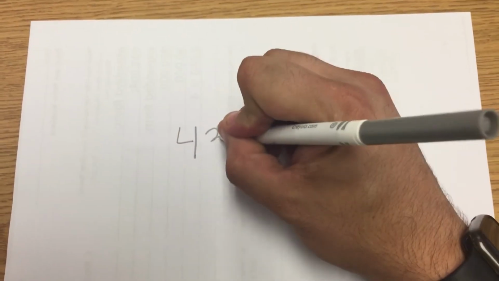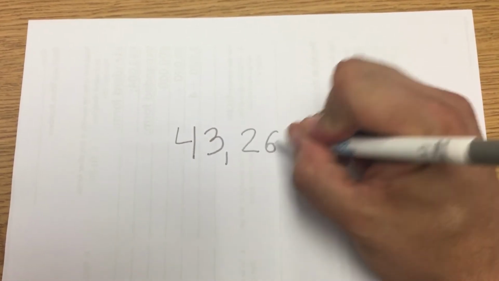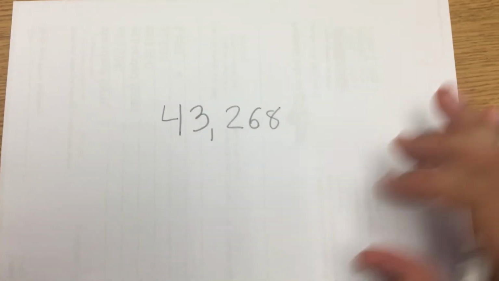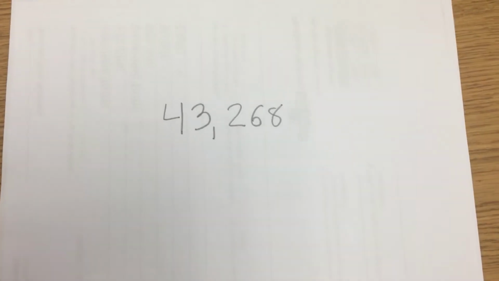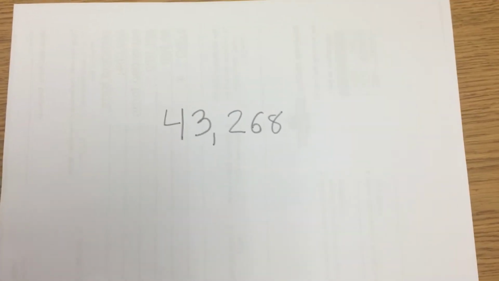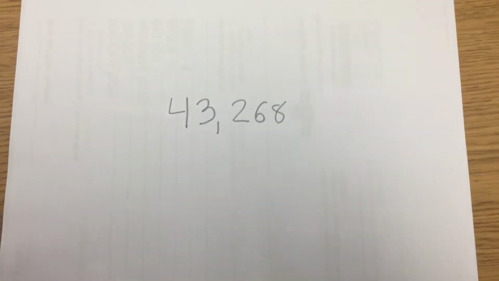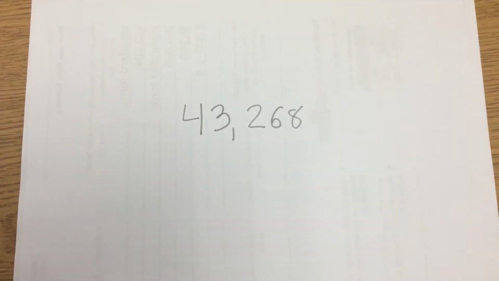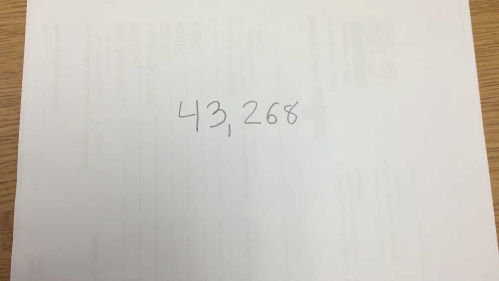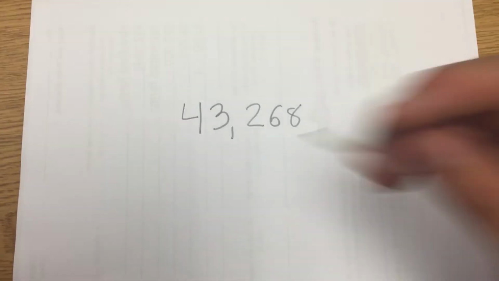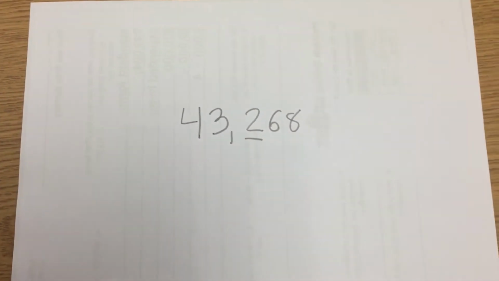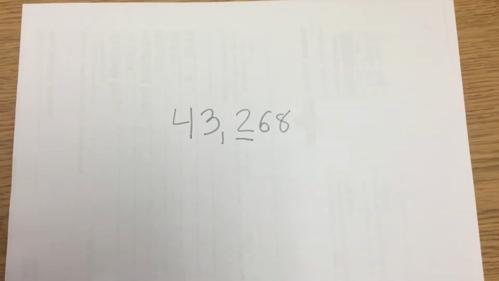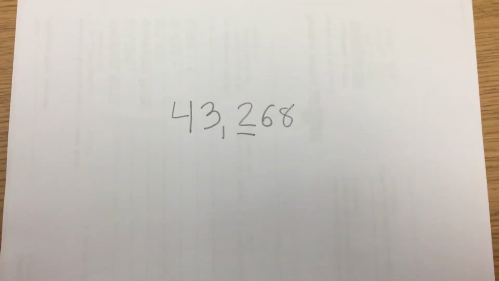Let's use the same number, 43,268. There's a 5-step process we're going to use to round this number. And the first step is to find what place value you're rounding to. Sometimes that'll be given to you in the directions. It'll say, round this number to the nearest 100, let's say, or 1,000. Sometimes you'll be able to tell that because there'll be an underlined digit. So let's say we've got the hundreds place underlined. All right, so we know now that we're rounding to the nearest hundreds place.